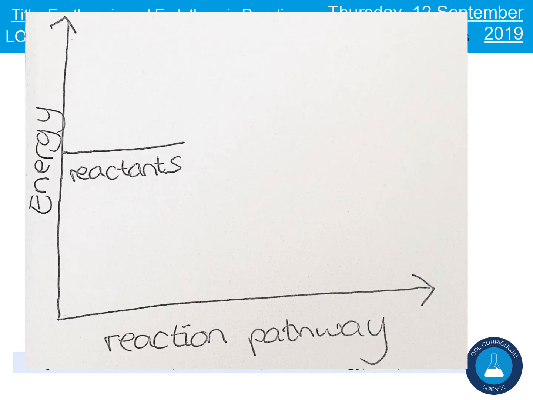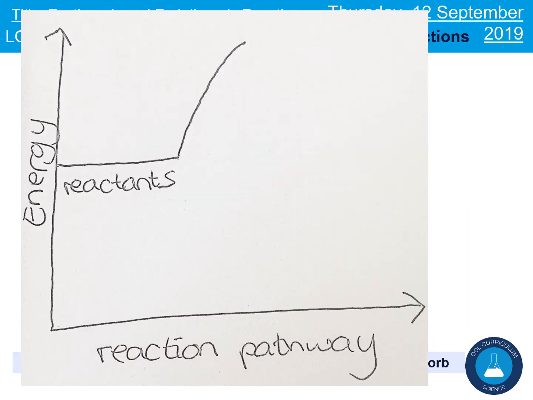I'm going to show you what a labelled reaction profile would look like for an exothermic reaction. At the start of the reaction, we have the reactants. The particles in the reactants have a certain amount of energy, so we label this line reactants. In order to break the bonds between the particles in the reactants, they have to absorb heat energy from their surroundings. This means that the amount of energy the particles have increases, which is shown by the line going upwards from the reactants line.